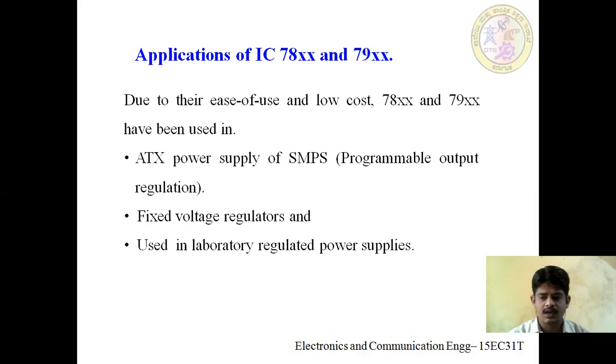Now we will see the applications of IC 78 series and 79 series. Due to their ease of use and low cost, 78 series and 79 series have been used in the ATX power supply of SMPS. Right now you may not know what is meant by ATX, or at least you know what is meant by SMPS. SMPS means switch mode power supply. In your computer, in a CPU, it will have an SMPS which will provide you the different voltages to the different subsystems of the computer.